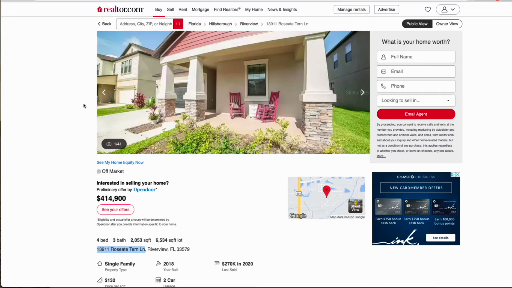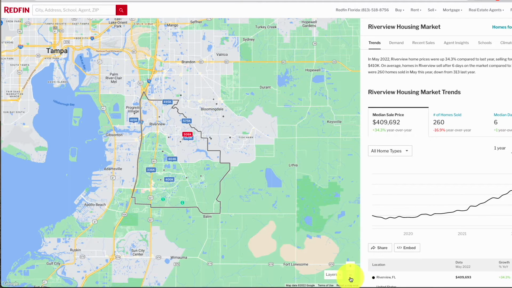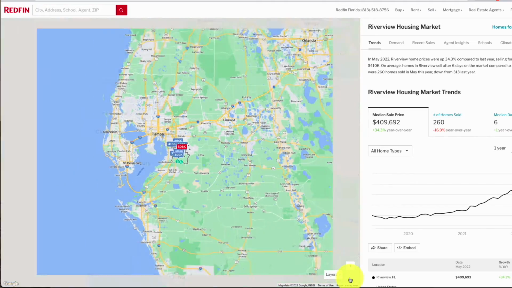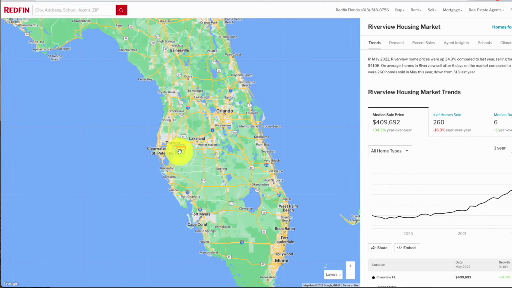So what that all means is I was looking for a property that barely had any work to be done, and I was going to be able to put only 5% down because I was going to live in the property as an owner occupied for just 1 year. Riverview, Florida, if you're not aware, is a suburb town outside of Tampa. And Tampa is on the left-hand side of Florida, directly across to the left of Orlando.